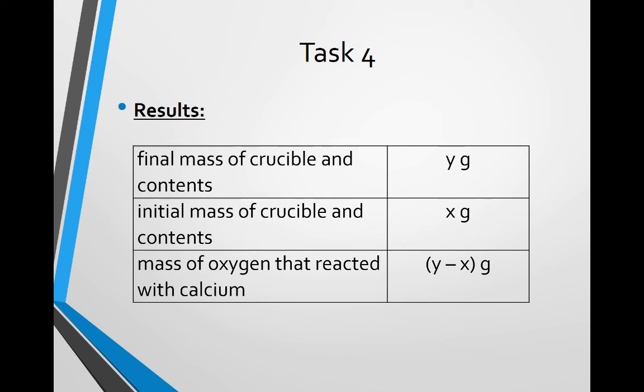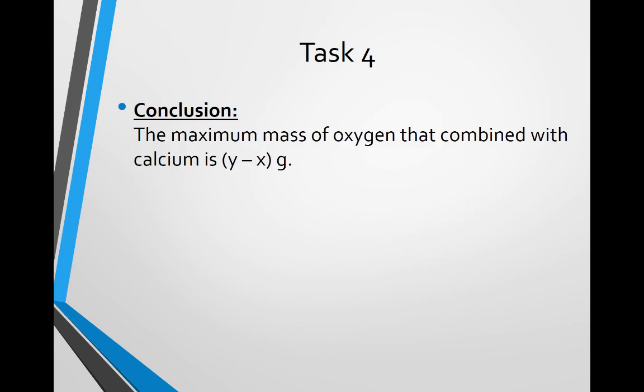And to find out the mass of oxygen that actually reacted, you just have to take the difference between the final mass and the initial mass, and that will give you an expression. For example, I wrote there y minus x grams. And this is really the result of your task. Based on that, you will be able to come up with a simple conclusion: therefore, the maximum mass of your oxygen, which combined with the calcium, will be an expression known as y minus x grams.